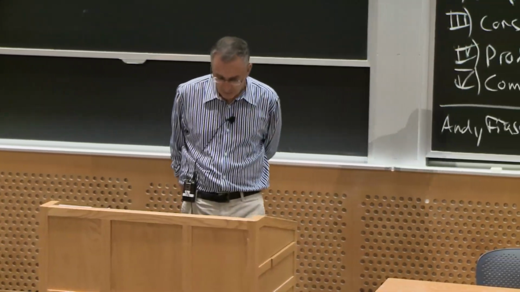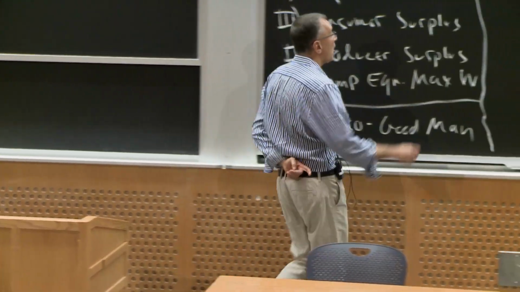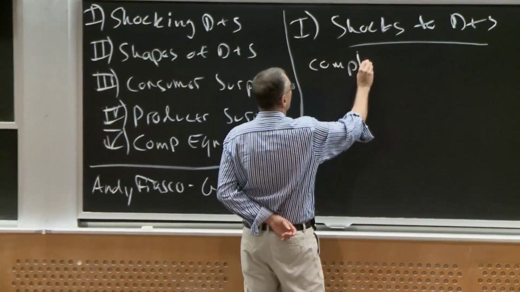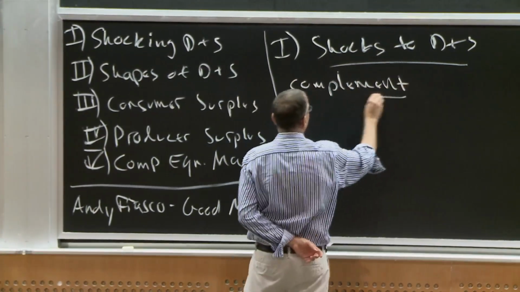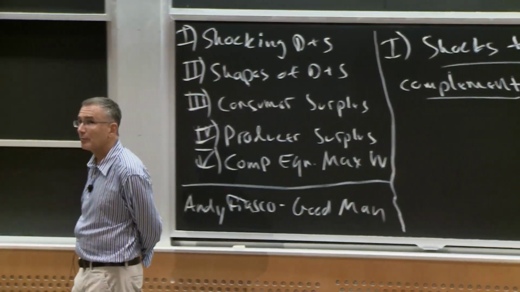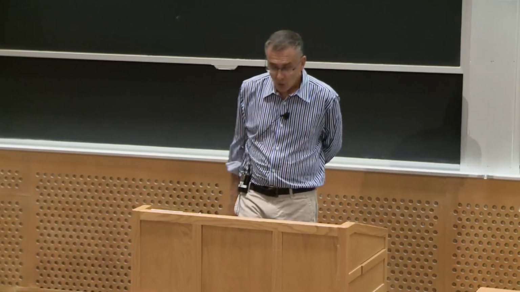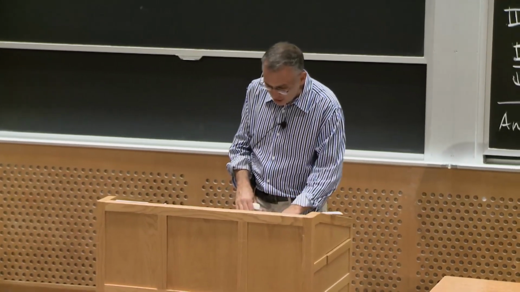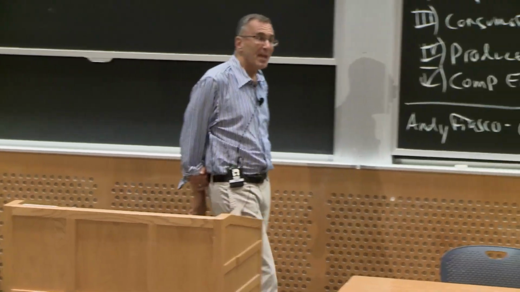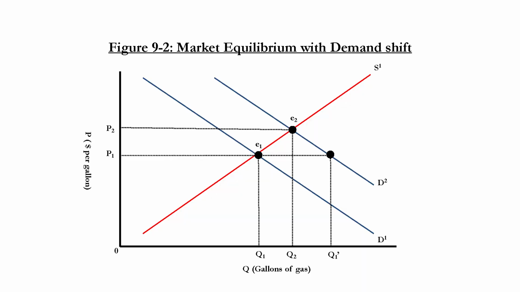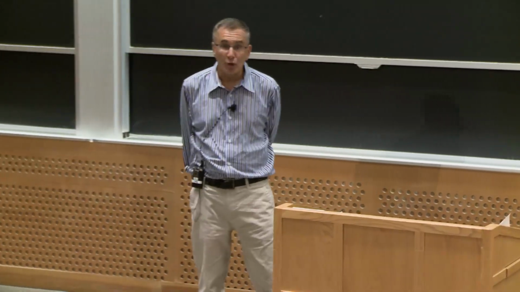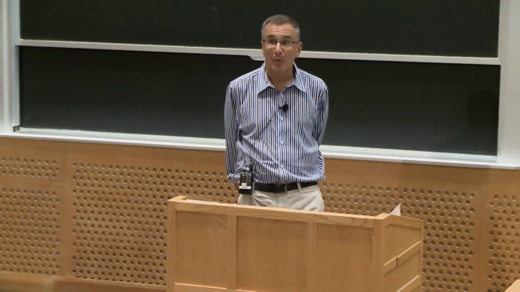Well, what does that do to the market for gas? Well, big cars are a complement to gasoline because big cars use more gas. So if you want a big car, you're going to use more gas. What that means is that you're going to see a shift outwards in the demand curve for gas. People want big cars, use more gas. The demand curve shifts outwards from D1 to D2. Okay?